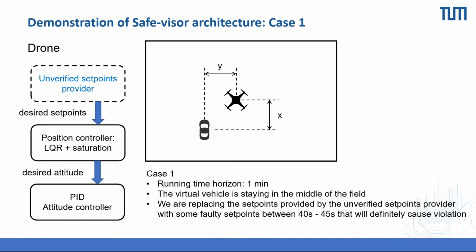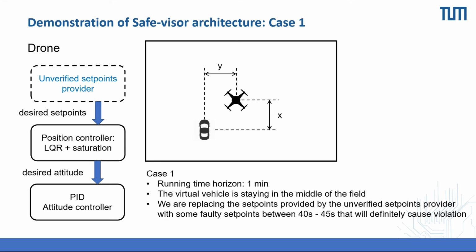In the demonstration, we are using an unverified controller as on the left-hand side. So we are placing an unverified set point provider to provide set points to the position controller of the drone, which is an LQR controller along with input saturation. And the position controller will send the desired attitude according to the desired set points, and the desired attitude would be realized by the PID attitude controller. So in the unverified controller, the unverified part would be the unverified set points provider.